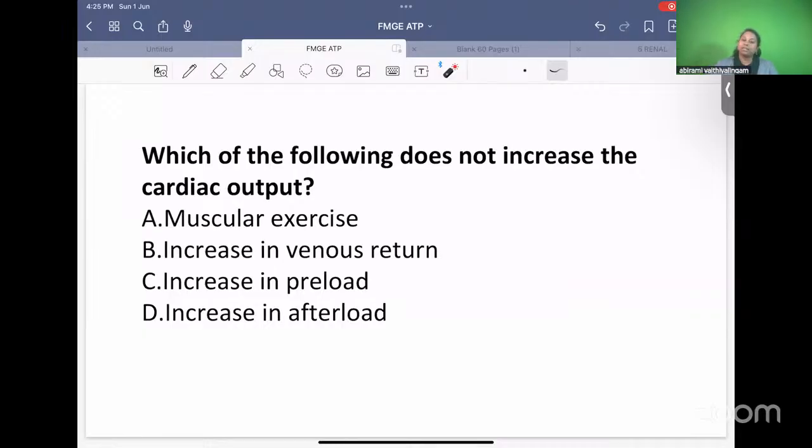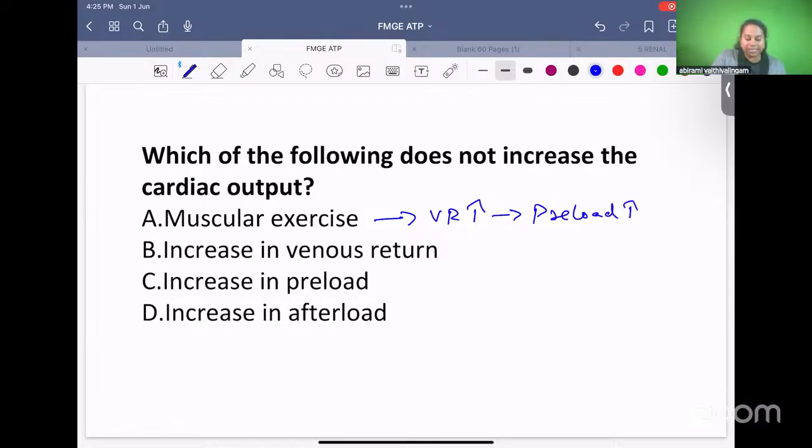Which of the following does not increase the cardiac output? This one. When you do exercise, see what happens. Exercising muscle will pump on the veins, so venous return increases. When venous return increases, preload increases. When preload increases, cardiac output will increase. Increase in venous return, same, cardiac output increases. Increase in preload, cardiac output increases.